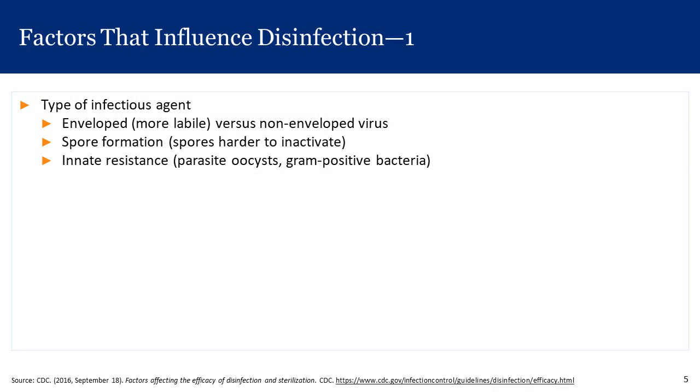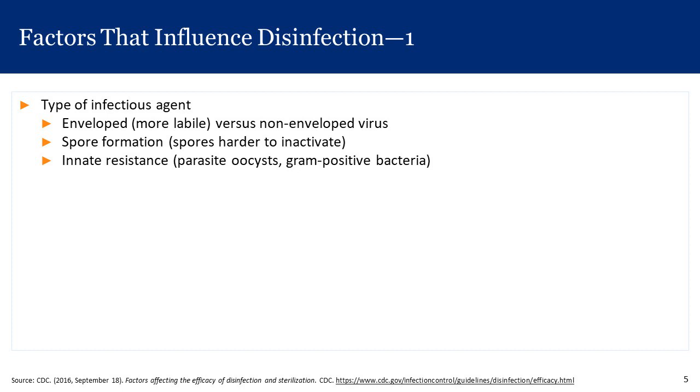There are many different factors that influence disinfection, and this is really important to keep in mind if you are designing or part of a program to limit these infectious disease exposures. So the type of infectious agent is important. So enveloped viruses may be more labile, that is easier to get rid of than non-enveloped viruses. Anything that can form a spore can be harder to inactivate.